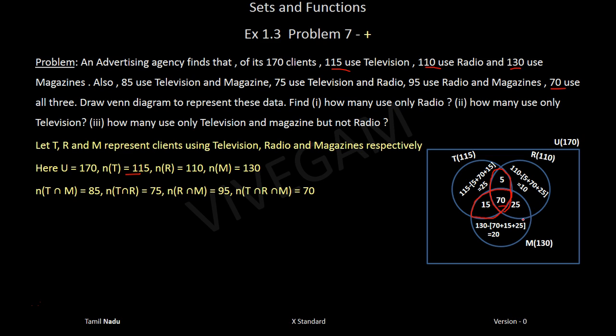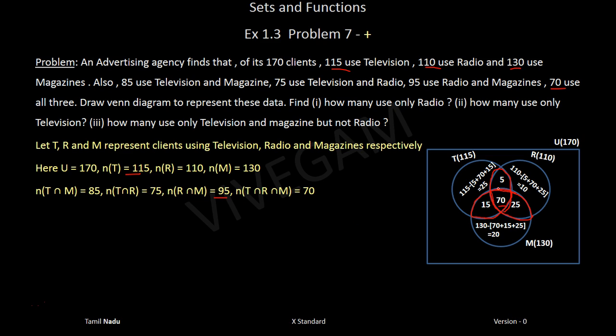Similarly, R intersection M is this area. This is the key. First you have to start here. Only with this you'll be able to do it. First you have to put the T intersection, the 3 intersection, then you have to come for 2 intersections. Now this is R intersection M, that is given as 95.